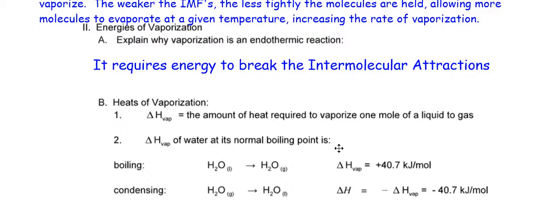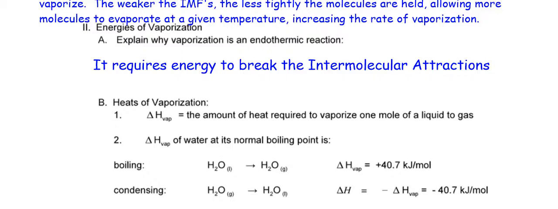But what about condensing, going the opposite direction? What do you notice about the sign? So if you are condensing, going from a high-energy gas to a lower-energy liquid, notice that that's an exothermic reaction. You have to lose energy to become a liquid. So notice that it's negative 40.7 kilojoules per mole.